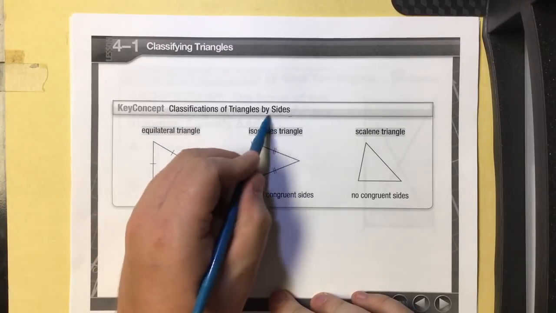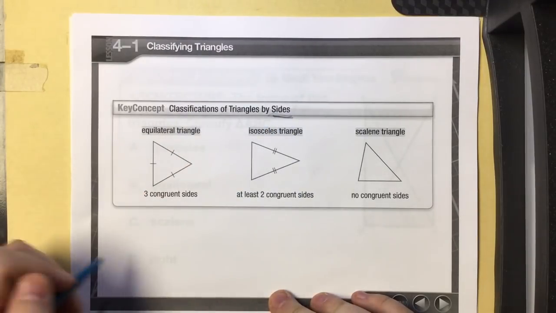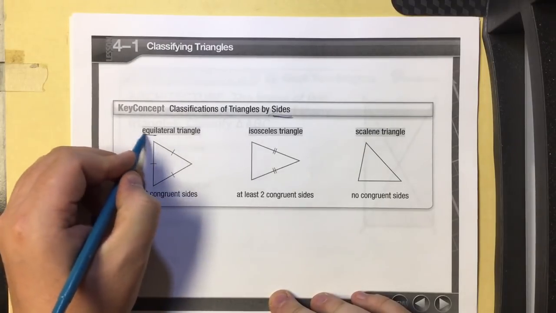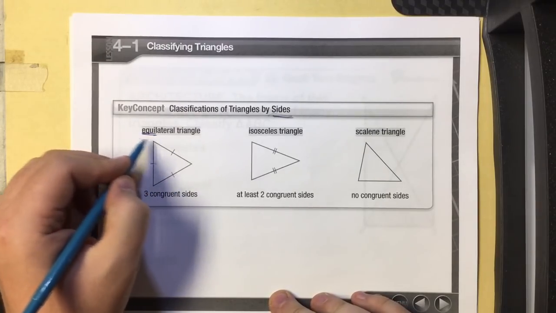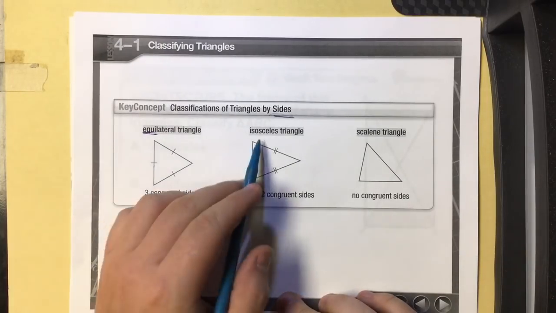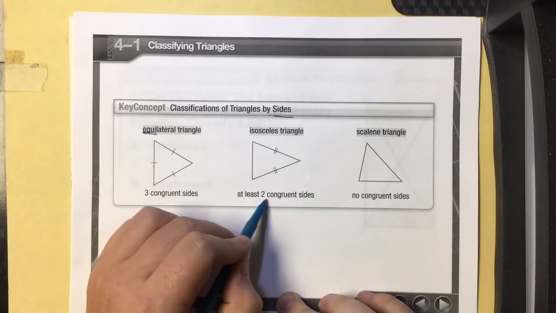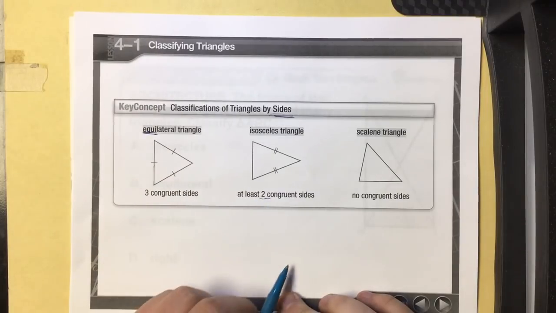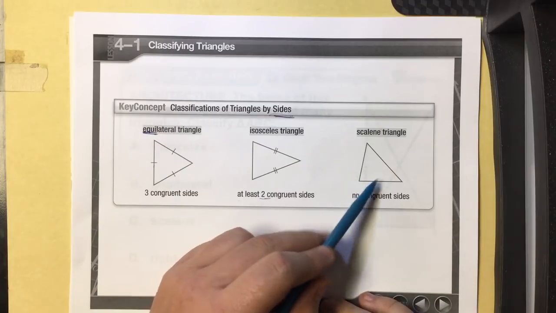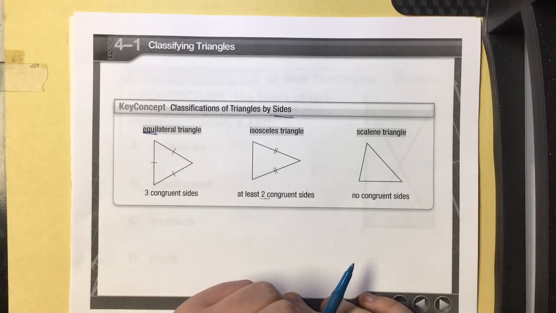So now let's classify by the side lengths. 3 different ways of doing this. If all 3 sides are congruent, we call it equilateral. There again is that equal, saying they're all the same. Isosceles triangle is if at least 2 sides are congruent. And the scalene triangle is if all 3 are different lengths. You don't have any congruent sides.